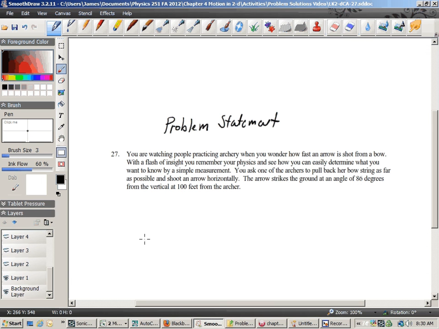Okay, our next problem statement. You are watching people practicing archery when you wonder how fast an arrow is shot from a bow. With a flash of insight, you remember your physics and see how you can easily determine what you want to know by a simple measurement. You ask one of the archers to pull back her bowstring as far as possible and shoot an arrow horizontally. The arrow strikes the ground at an angle of 86 degrees from the vertical at 100 feet from the archer.